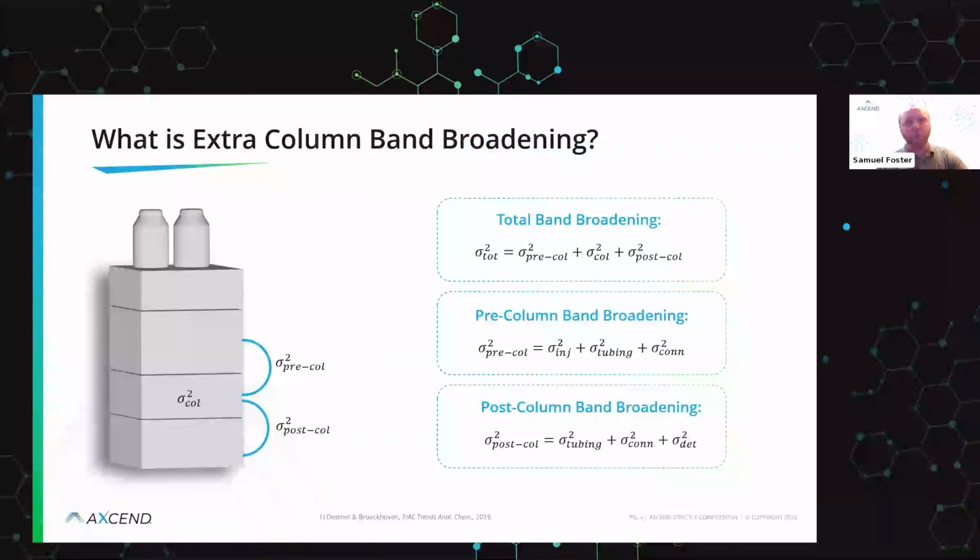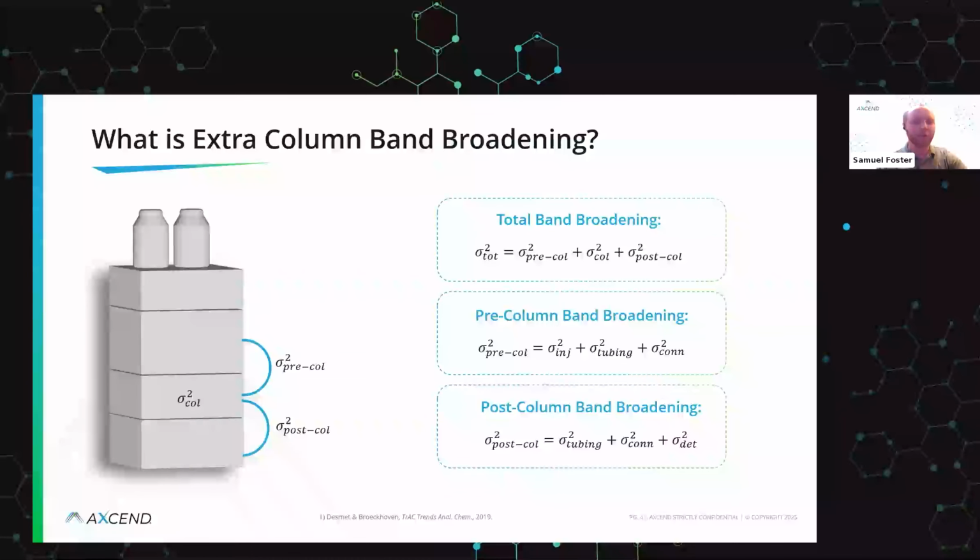But what makes extra column band broadening different is that band broadening is typically defined by 3 different aspects, and you can see it there on the top, your total band broadening. You'll see this unit, sigma squared. This is a measure of variance, and so it's effectively how wide your band is. So you'll see a lot of that sigma squared coming in today.